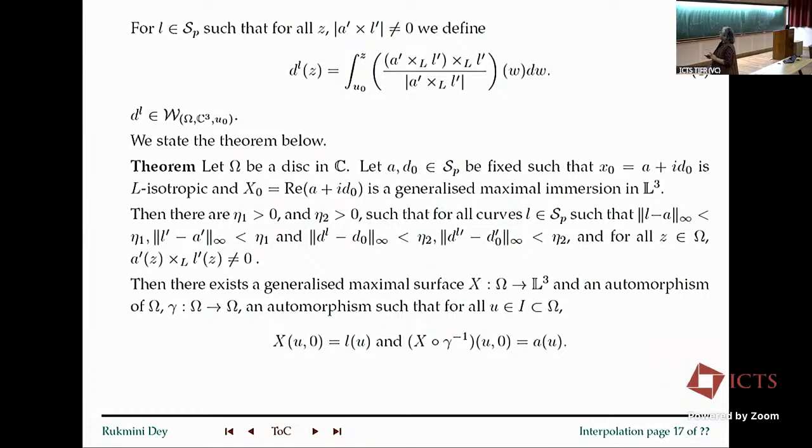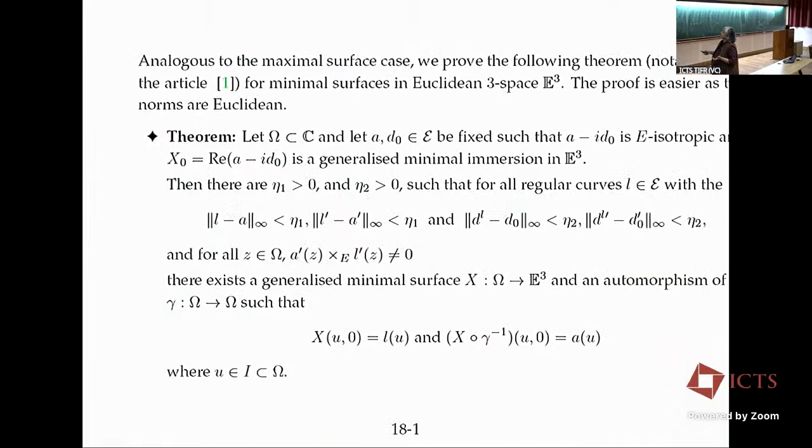Along this line is L of U, and X composed with gamma inverse. So there is a gamma such that X composed with gamma inverse is A of U. So basically, we get that this X interpolates between L of U and A of U. Okay, so that is just very simple and analogous to minimal surfaces.